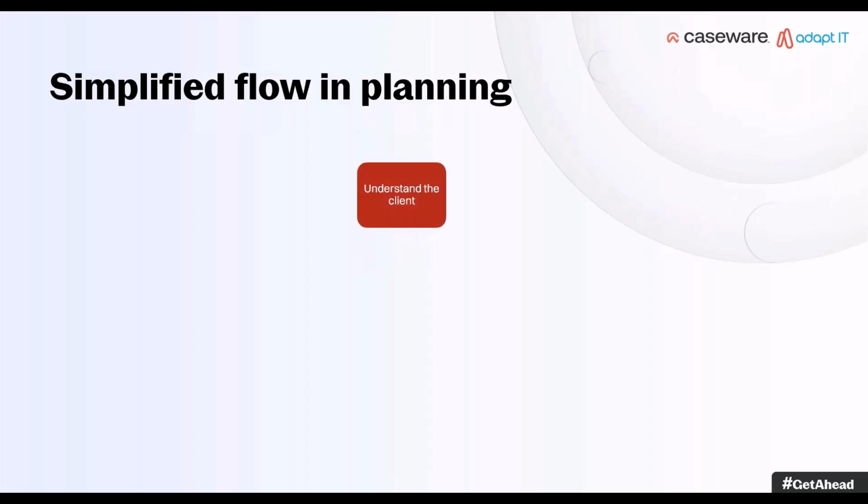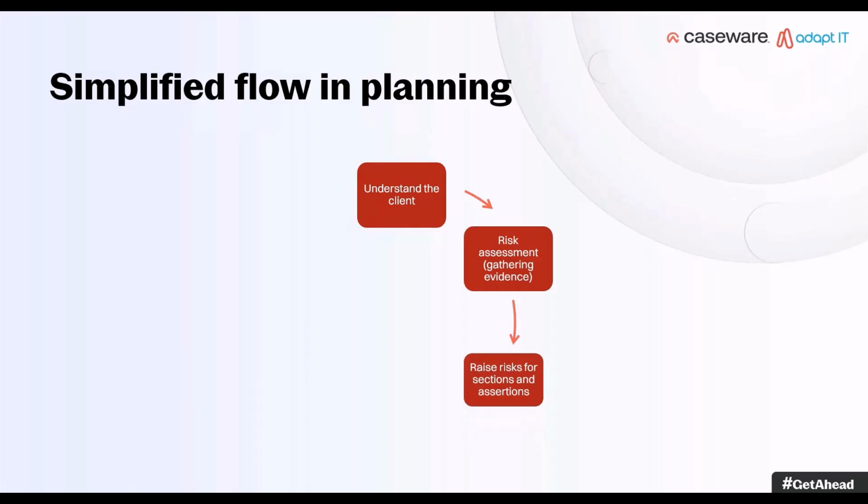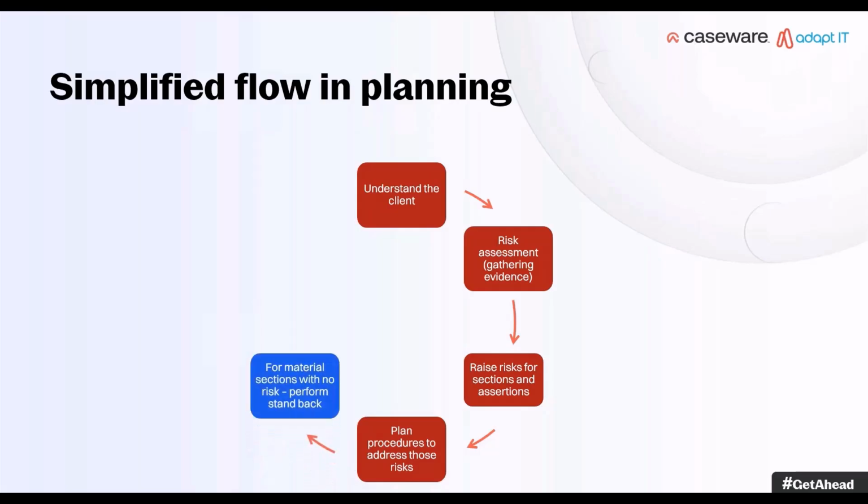So we started off understanding the client, and we've mentioned that also in the previous slide. And from there, we gather evidence. We start with risk assessment procedures including analytical review, inspection, observation, and we gather evidence about our understanding of the client. From there, we raise risks for either sections or assertions. We might even raise overall risks. And we then plan procedures and responses to address the risks that we've identified. Then, for material sections with no risk, the standard requires us to perform a so-called standback.